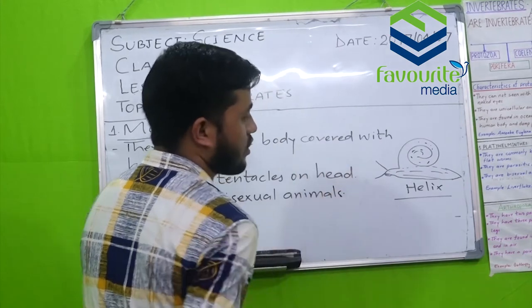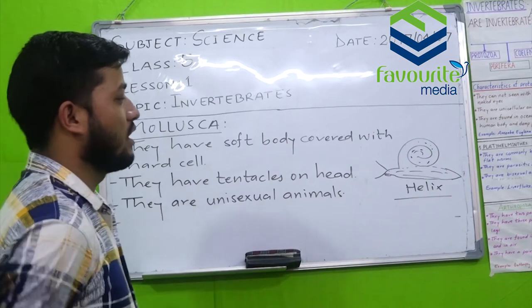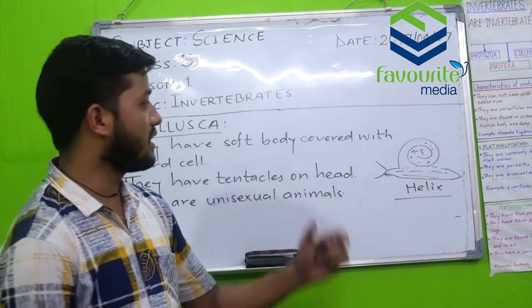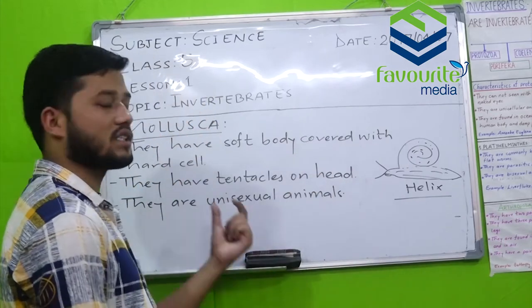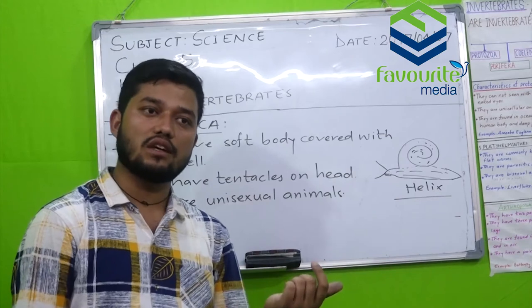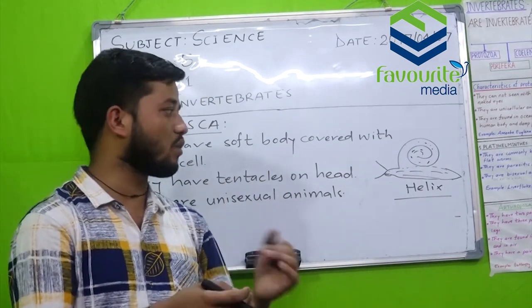This is the third one. Okay, third one done. Fourth one is, they are found on water and also in water. Means the animals of the group Mollusca can be found in water and on land, both. Land or water, both places.